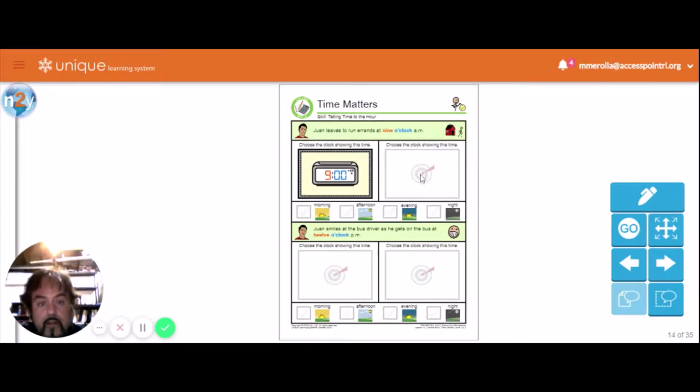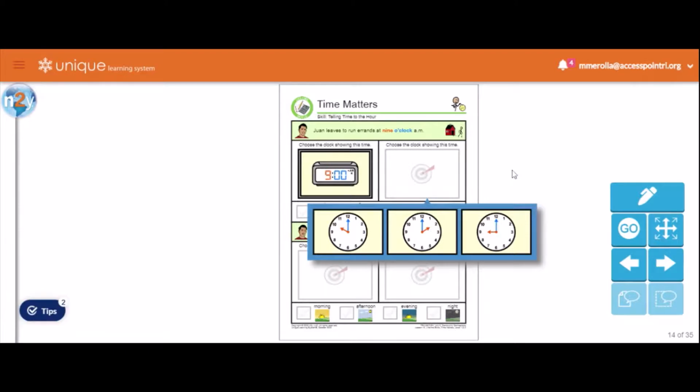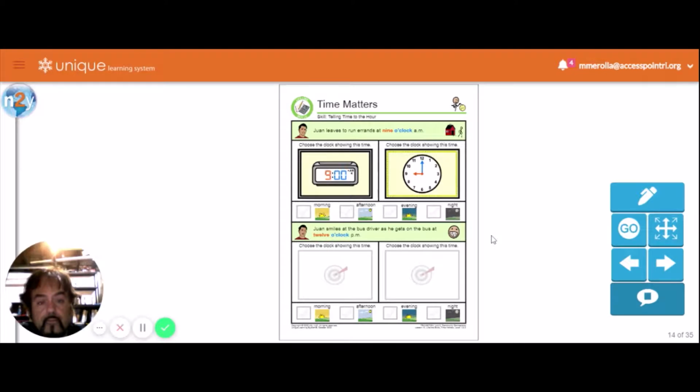All right, let's see what the other is. This is probably the analog clock. Okay, which one of these clocks shows 9 a.m.? We got this one, we got this one, we got this one. You chose one. 9 o'clock. You are correct.